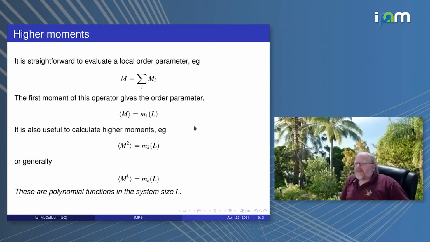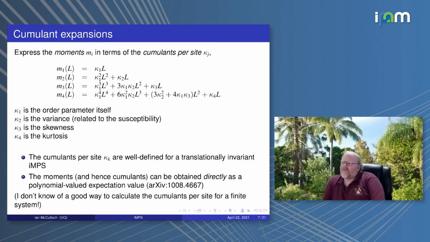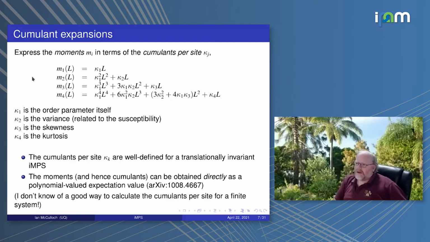Rather than writing this in terms of the moment functions, it's much more convenient to write this in terms of cumulants, specifically the cumulants per site, kappa. The moments in terms of the cumulants have a well-known form. The first cumulant is essentially just the same as the first moment. The second moment expands into a quadratic part, which is just the first moment squared, like the order parameter squared times L squared, plus the remainder part, which is the second cumulant. So this is the variance.